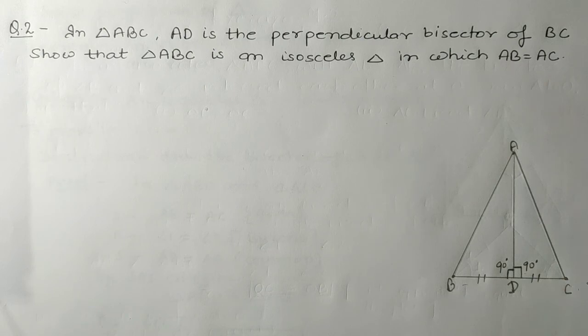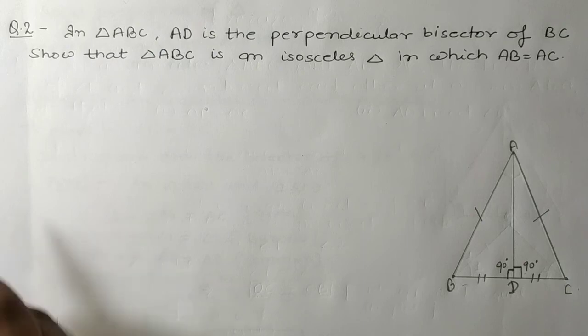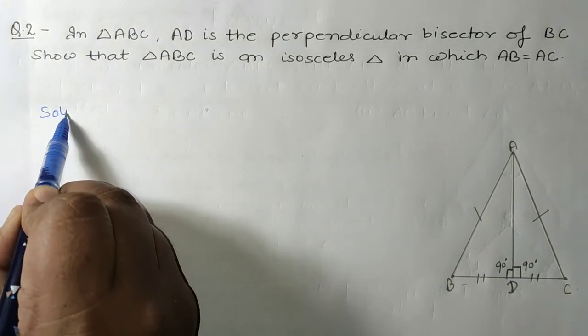So we have to show in this triangle that this triangle is an isosceles triangle. The whole triangle is an isosceles triangle, means we have to show that the side AB is equal to the side AC. Very easy question, students, it is. How we'll show? Let us see in the solution part.